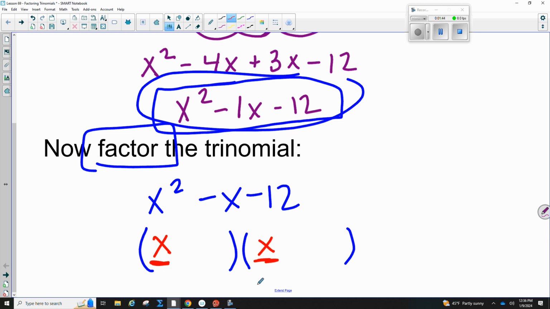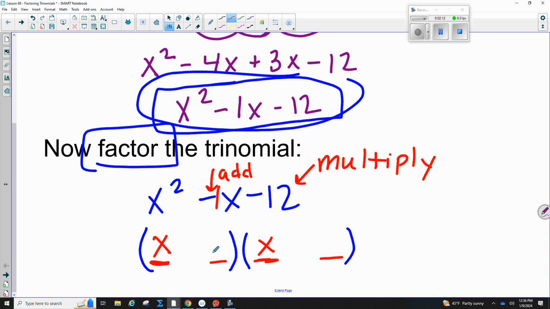Now, every single time, and I would write this down, the two numbers that go here have to multiply to be this last number right here. They have to multiply to be -12. And the same two numbers have to add to be the number that's in front of x. What number is in front of x that we don't see? -1. Include that negative sign, okay? So I need two numbers that multiply to -12 and add to -1.